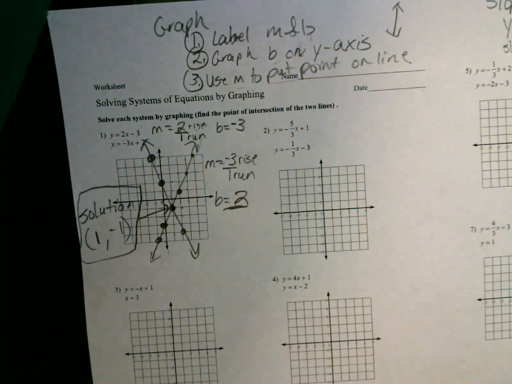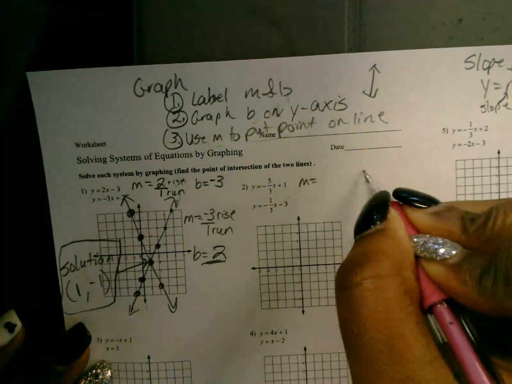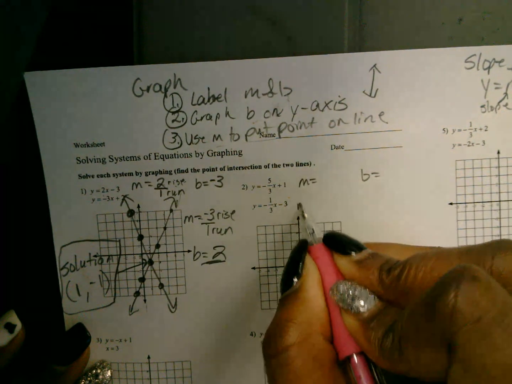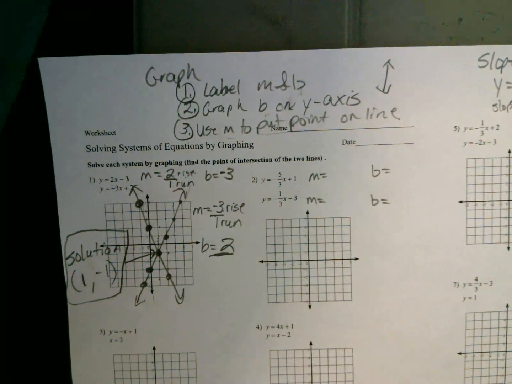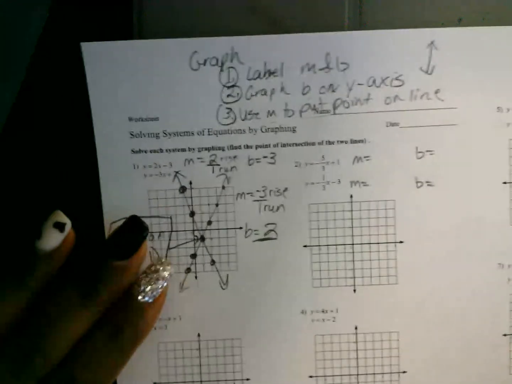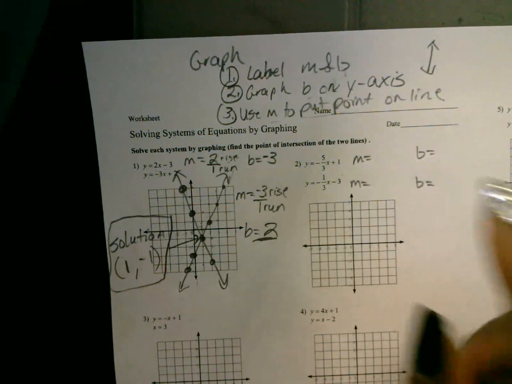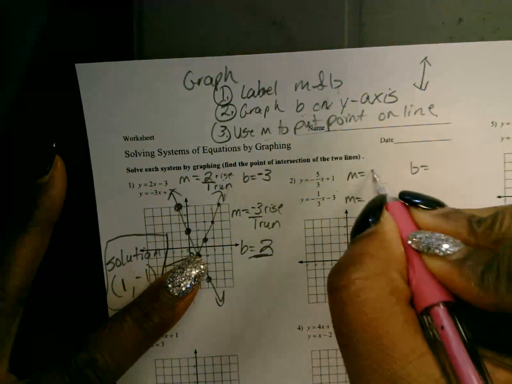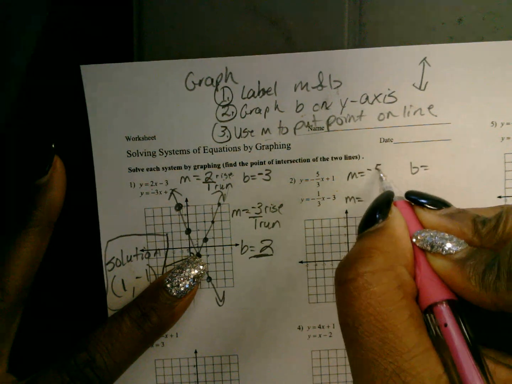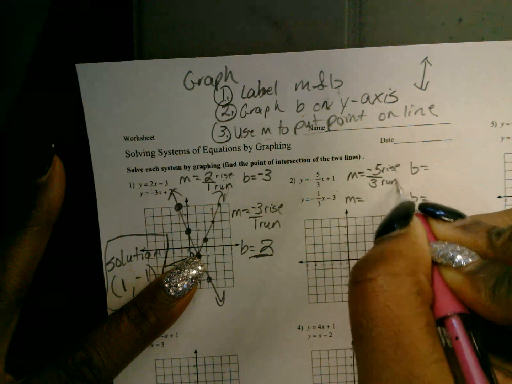All right. Number 2. We're going to label our M and our B for both equations. See if you can do that part on your own. We'll pause for the calls. Okay? All right, so let's label M and B. Which is the M of the first equation, Haley? -5/3. Top number is rise, bottom number is run. Very good.